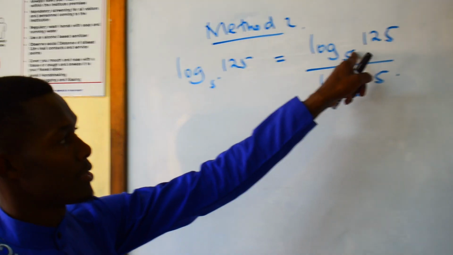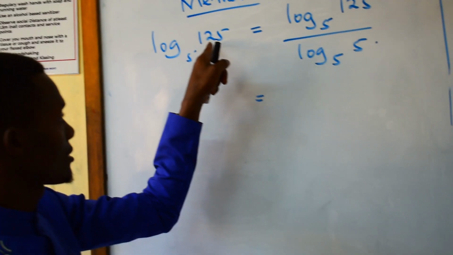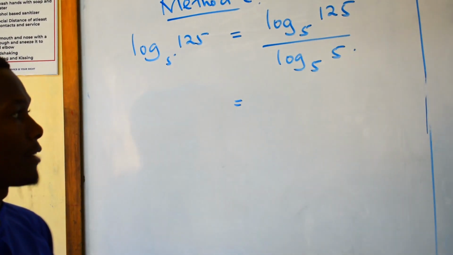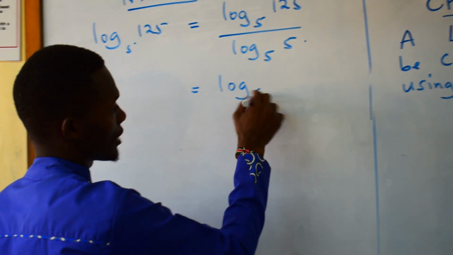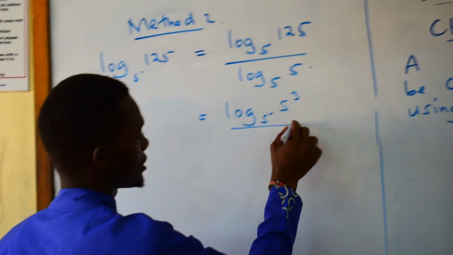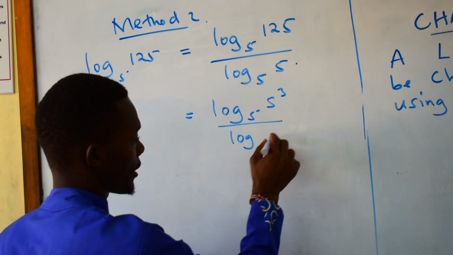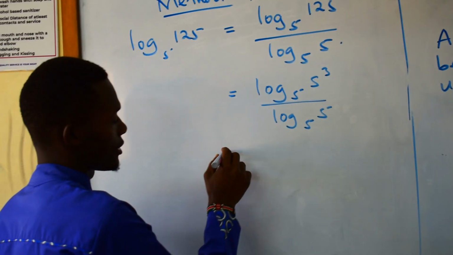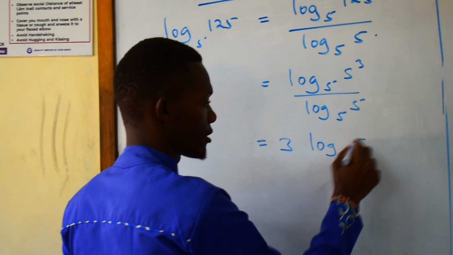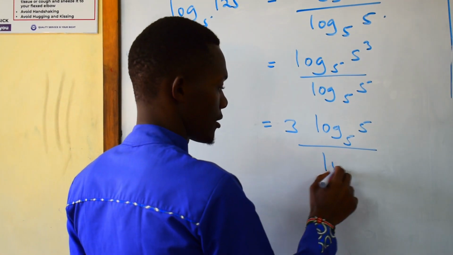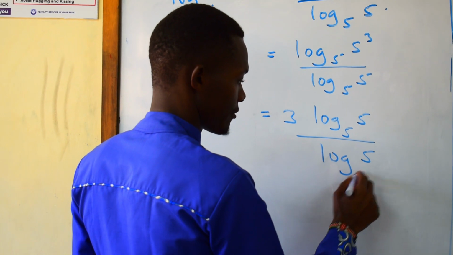So remember, these bases are always the same. So it's just 125 here, and we have 5 in the denominator. Again, using the laws of logarithms, 125 can be written as 5 cubed, then the log of 5 to base 5, then drop the power, 3 log of 5, over log of 5 to base 5.